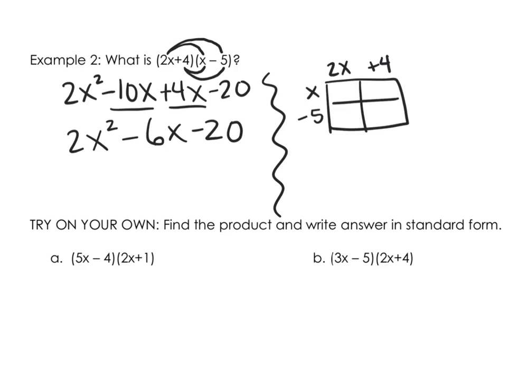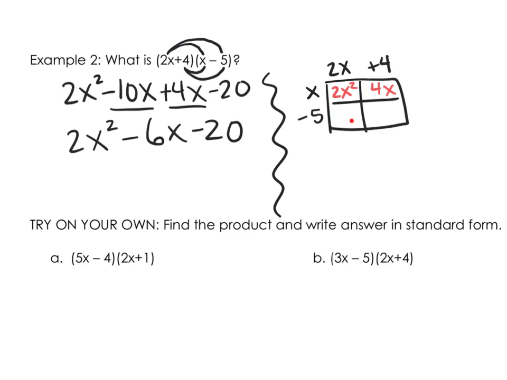same process. We are multiplying in this box the 2x times the x. The things that coincide with that box are going to be multiplied times each other. So that gives me that 2x squared. Then in this top right box, I'm multiplying the 4 times the x. So that's going to give me 4x.